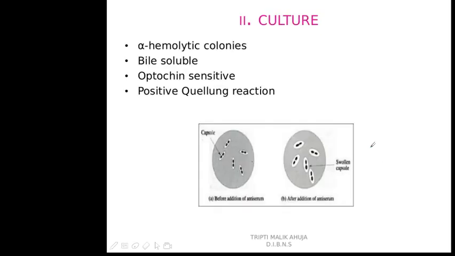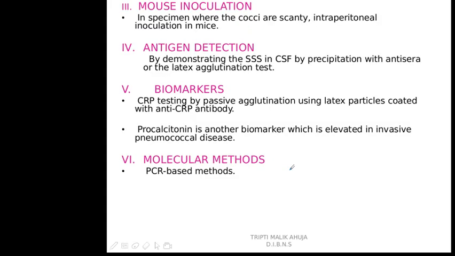In the culture, alpha hemolytic colonies depict the presence of S. pneumoniae. The cultures are bile soluble. It is optochin sensitive. They show the positive Quellung reaction. This capsule shows the swelling when the specific antiserum is added to the culture.